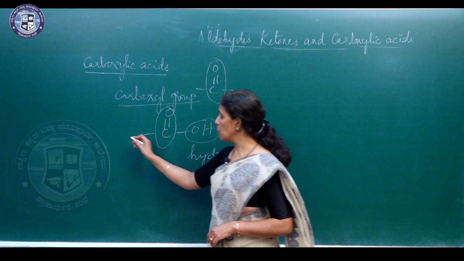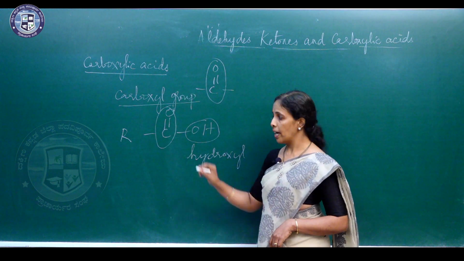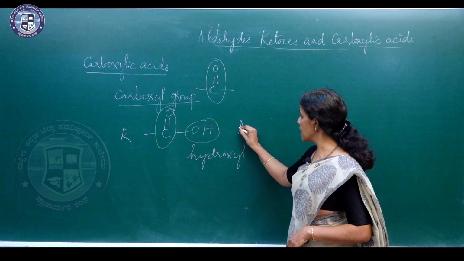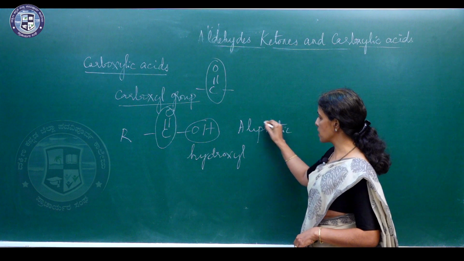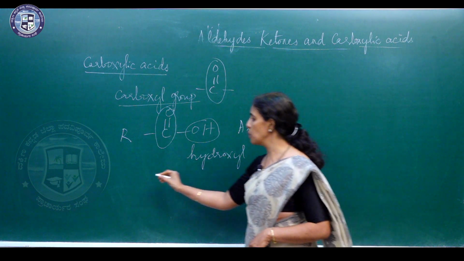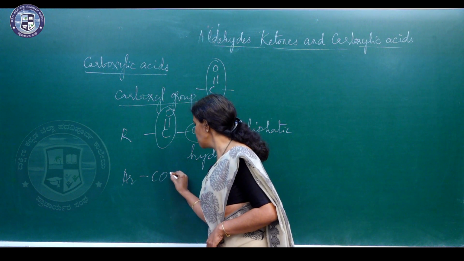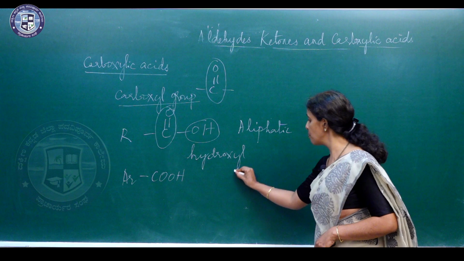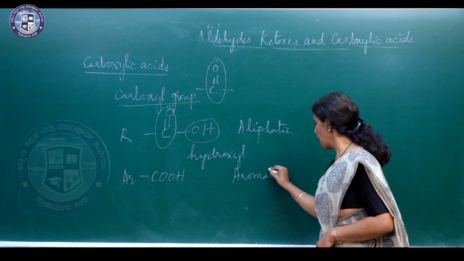Now suppose an alkyl group is attached to the carboxyl group, we call it aliphatic carboxylic acids, and suppose an aromatic group is attached to the COOH group, then we call it aromatic carboxylic acids.